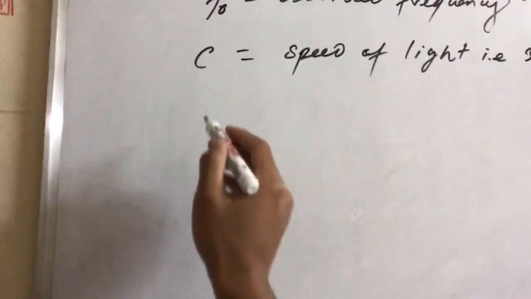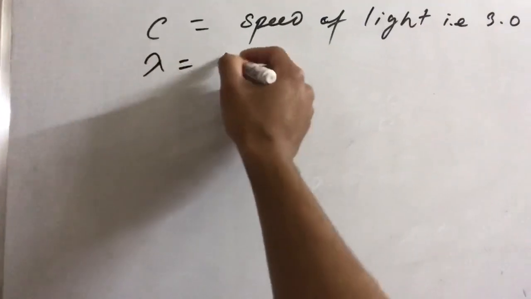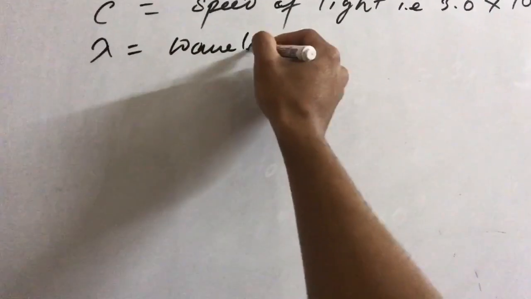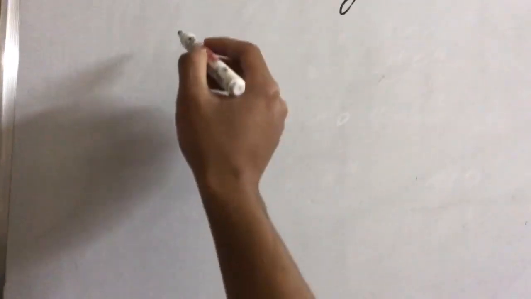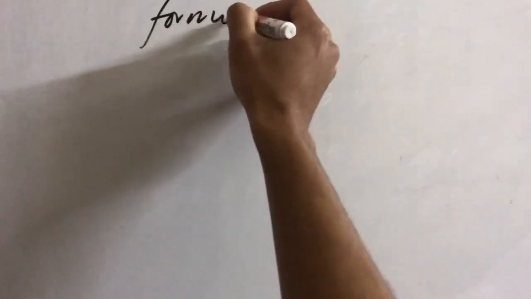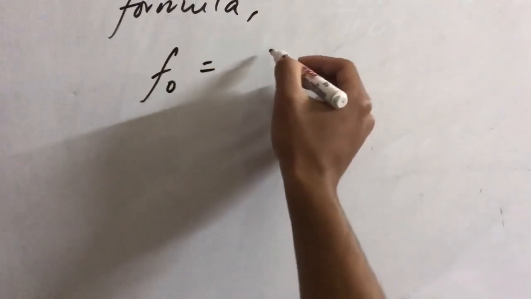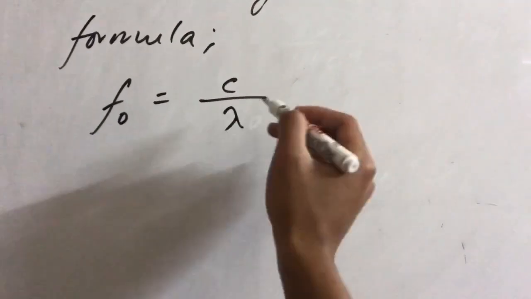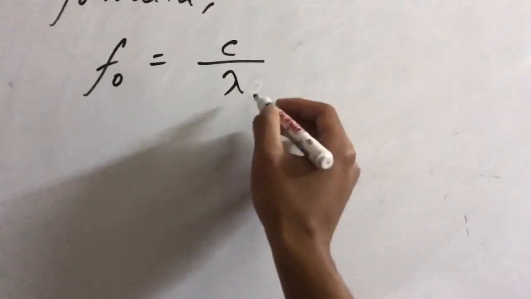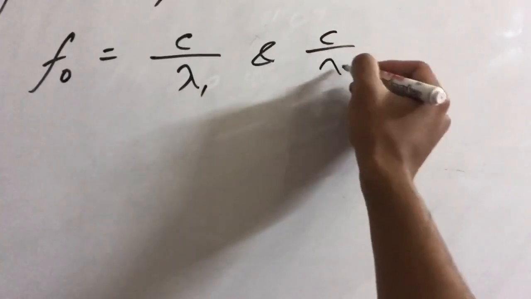And then this is the wavelength. Alright, so you need to know the formula: f equals c upon lambda. So you need to calculate both for lambda 1 and lambda 2.